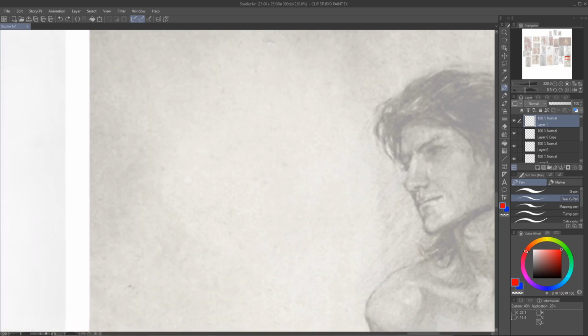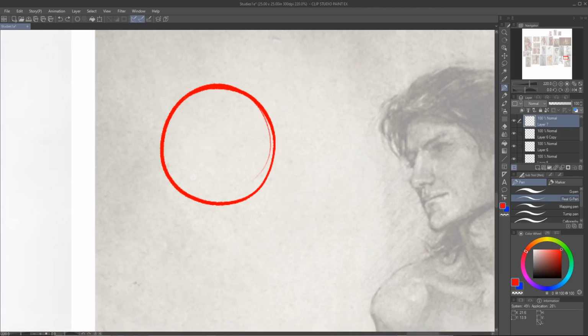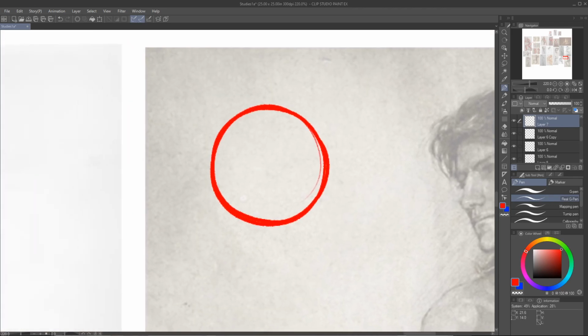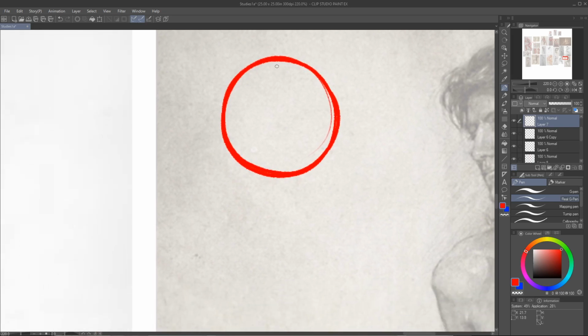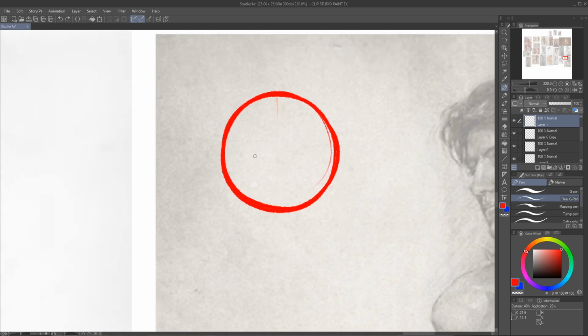So the basic structure of the head. There are different approaches to constructing the head, but I'm going to show off the Andrew Loomis method. So you start with a sphere. This is a head that would be facing directly at us. Start with a sphere. Then you chop off the sides of the sphere, a little ways in like that.